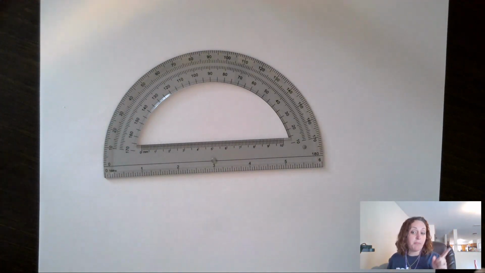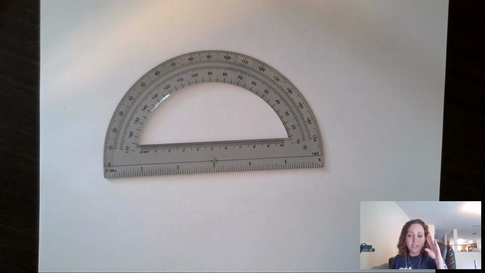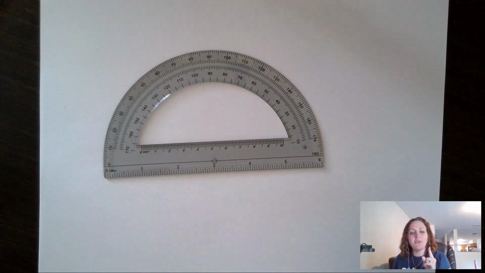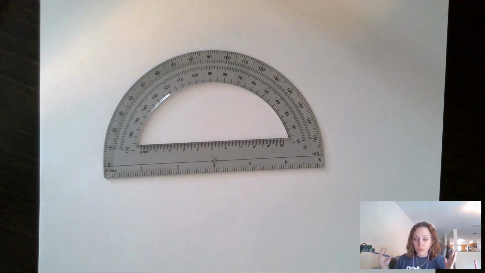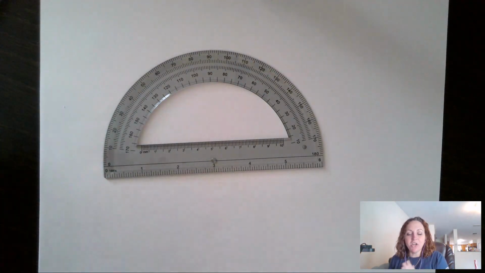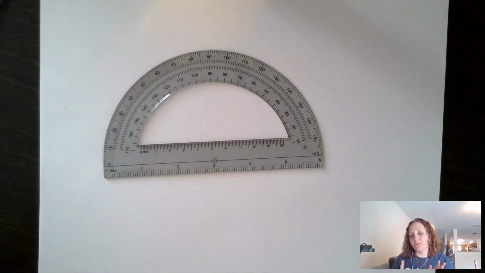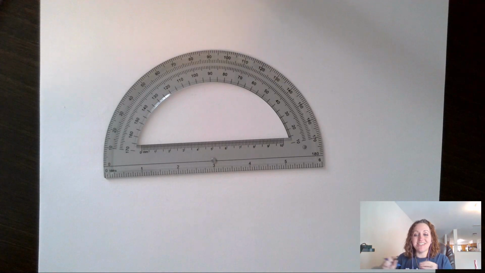If you remember back to the last video, we talked about three main types of angles, really four main types of angles. We talked about an acute angle, that's oh so acute, and that's an angle less than 90 degrees. A right angle is just right, exactly 90 degrees. An obtuse angle is bigger than 90 degrees but smaller than 180 degrees, and a straight angle is exactly 180 degrees. It's like a straight line.